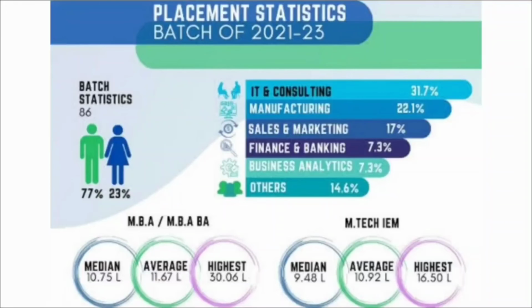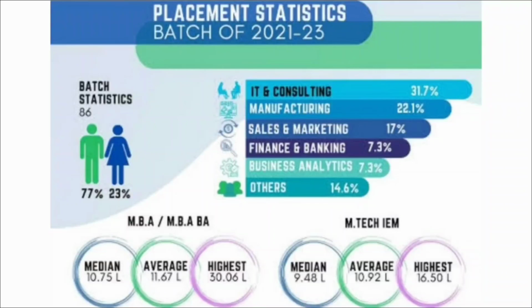Then if we consider the median salary package offered with this college for the MBA and MBA in Business Analytics program, it is 10.75 lakhs per annum. The average salary package offered is 11.67 lakhs per annum and the highest CTC offered is 30.06 lakhs per annum. Then 31.7% placements are from IT and consulting, 22.1% from manufacturing, 17% from sales and marketing, 7.3% from finance and banking, 7.3% from business analytics and 14.6% from other sectors.